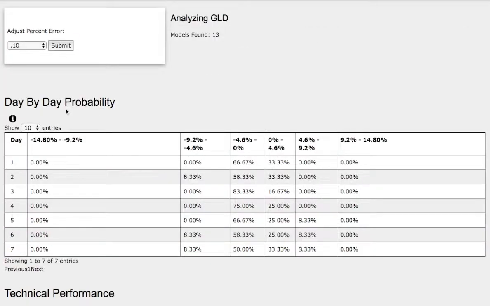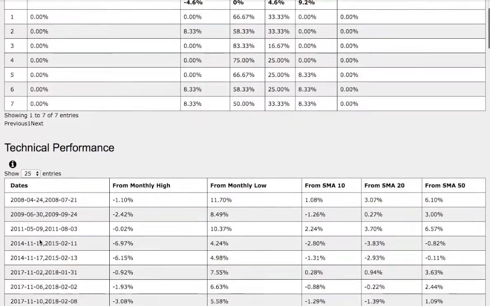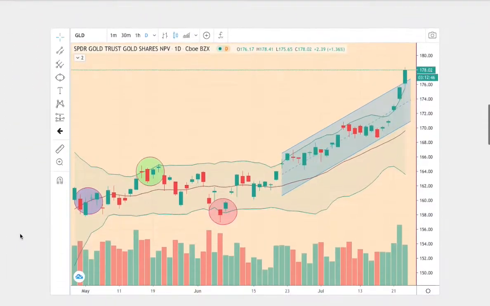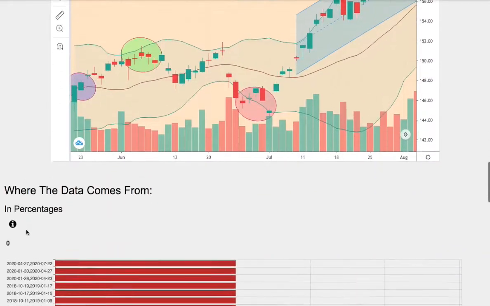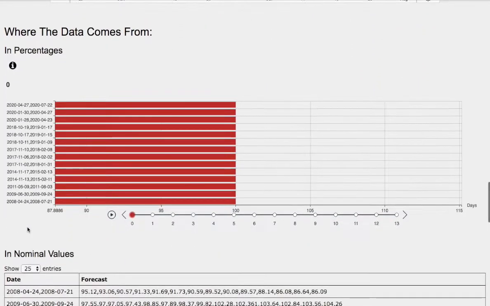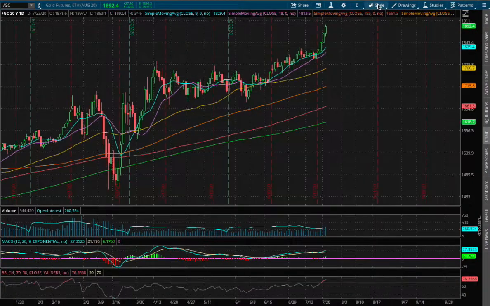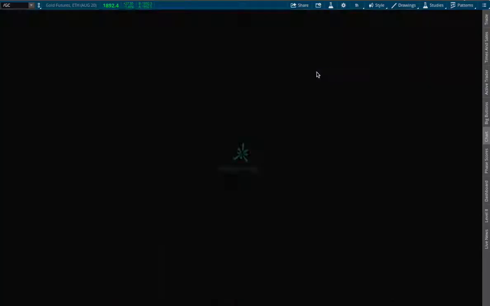In this video, we'll be going over the day-by-day probability model, the technical performance of each model, how we find the models, comparing the current trend with the trend in the past, and we'll go over the day-by-day forecast for gold futures. So back to the technical analysis, we're currently up 1.5% on the 1 hour chart.